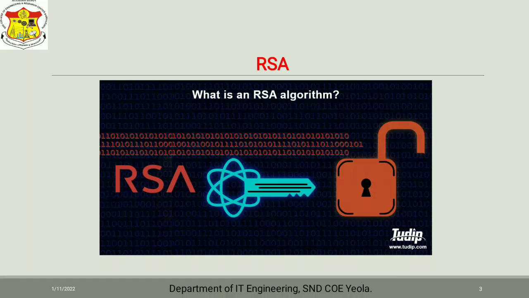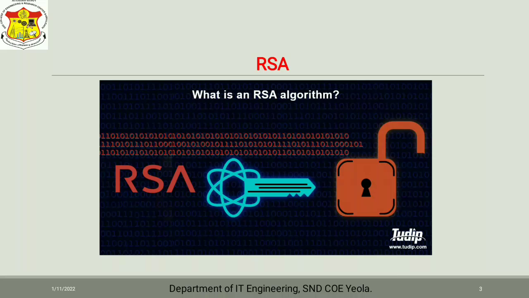So what does RSA stand for? RSA stands for Rivest, Shamir and Adleman. In RSA we have two keys. The first one is the public key and the second one is the private key. The public key is used for encryption and the private key is used for decryption.